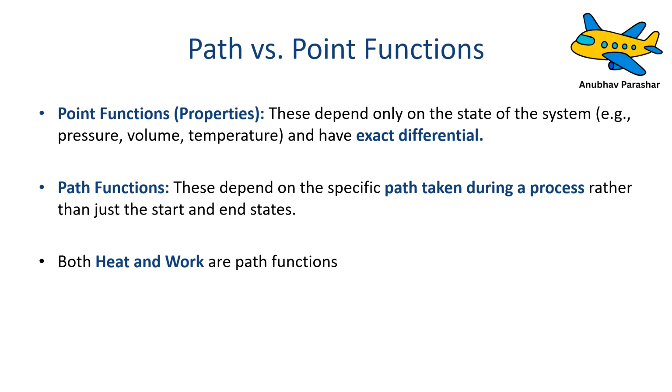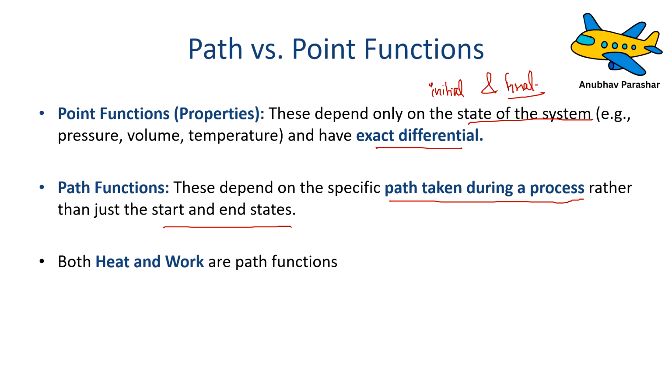Point functions are functions which are dependent only on the state of the system, the initial and final state. Point functions are only dependent on initial and final states, and they are known as exact differentials. The properties of the system, pressure, volume, temperature, are examples. Path functions are path dependent. They are dependent on the path that is taken in a process rather than just the initial and the final states.